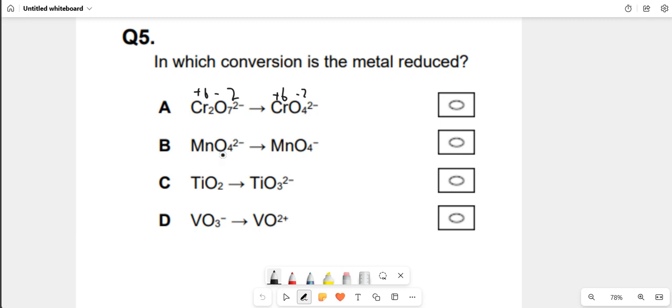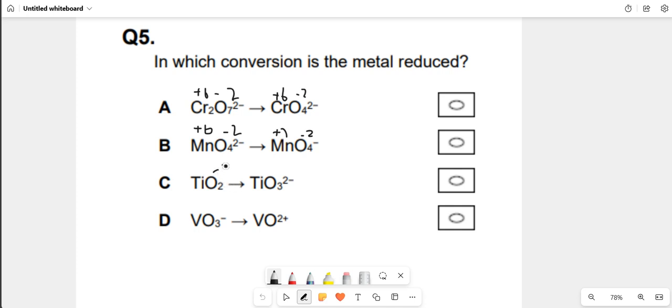MnO4 2 minus here. So again, oxygen is negative 2, so that's negative 8. I need to add up to negative 2, so this must be plus 6. Again, here, negative 2 on oxygen, 4 times negative 2 is negative 8, and that has to add up to minus 1. So to make it add up to minus 1, this must be positive 7, because positive 7 minus 8 would be minus 1. So therefore, this was oxidized actually. This was not reduced, because the oxidation number increased, so it can't be that one.